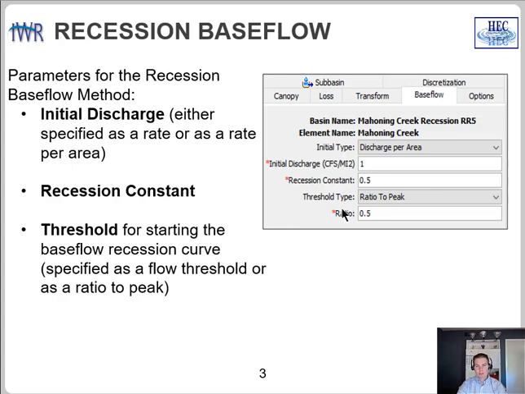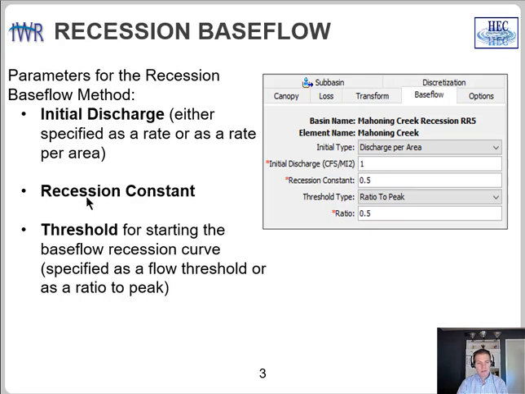The figure on this slide shows the user interface and the information that the user is supposed to specify in order for the software to use that equation. This is the component editor for a subbasin element, and I have the baseflow tab selected. You can see the different parameters, and initial conditions also, that are required for the recession method. The first one is the initial discharge. I have a slide in the next couple of minutes that goes into a little more detail, but you must specify the initial condition at the very beginning of the simulation. So for the very first time step, how much baseflow is in the system.